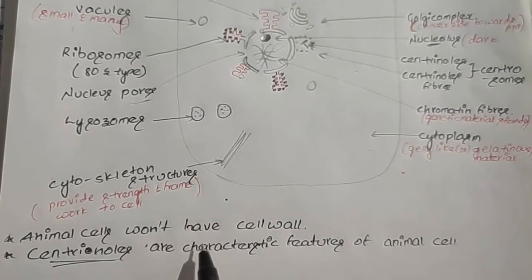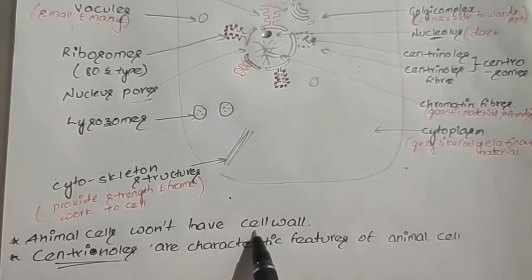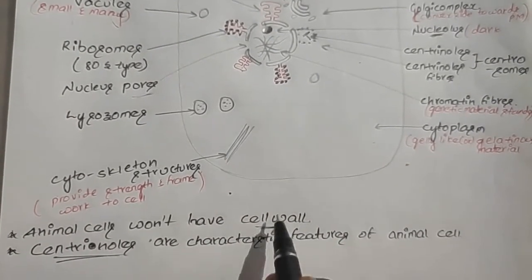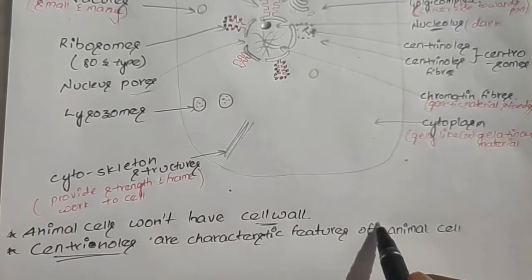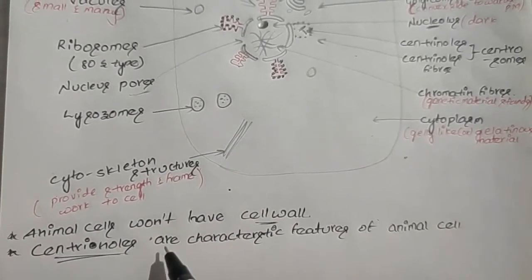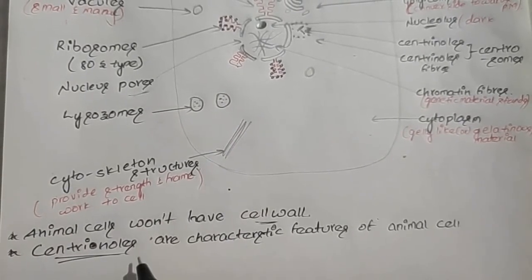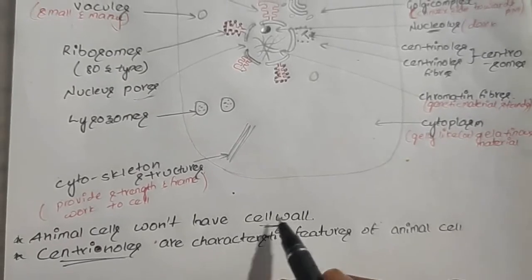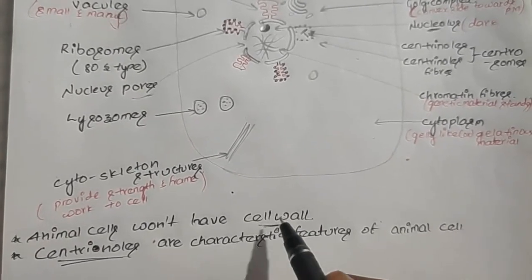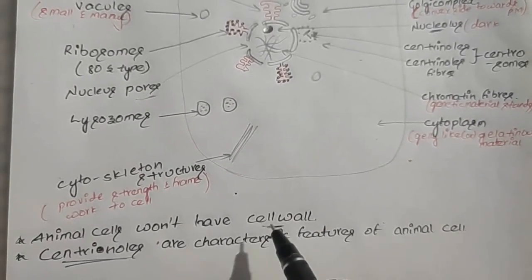The animal cells won't have cell walls. This is the characteristic feature of the animal cell, and the presence of centrioles is also a characteristic feature of the animal cell. Centrioles are present only in animal cells. In plant cells, centrioles won't be present, and the cell wall is present in the plant cell, but in the animal cell the cell wall is completely absent.